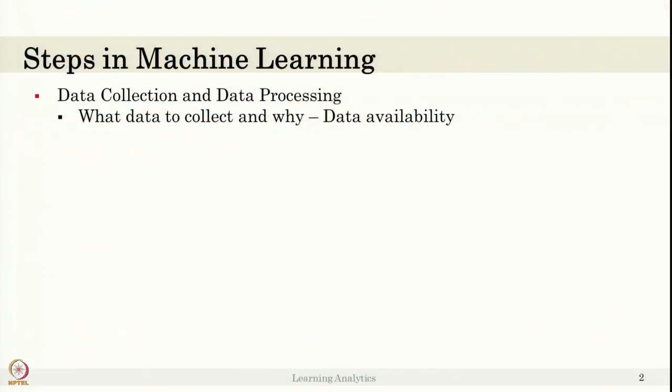So in machine learning, there are four steps. The first step is data collection and data processing. This is similar to what we saw in learning analytics. In this step, we have to decide what data to collect and why we have to collect it. And importantly, we have to make sure that the data is available or not.